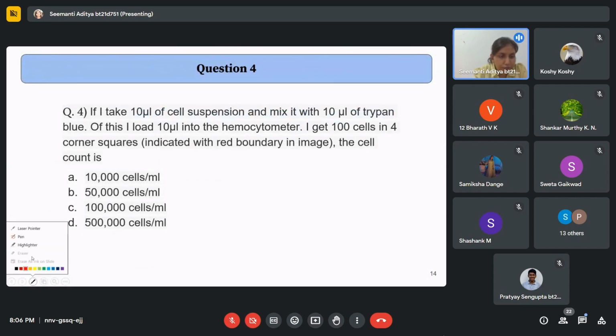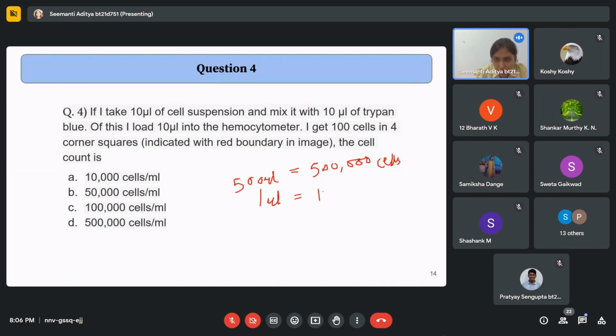Okay, so basically they are saying that in 500 microliter you have 500,000 cells. Okay, so 500 microliter has 500,000 cells. So 1 microliter has how many cells? 1 microliter has 1000 cells.